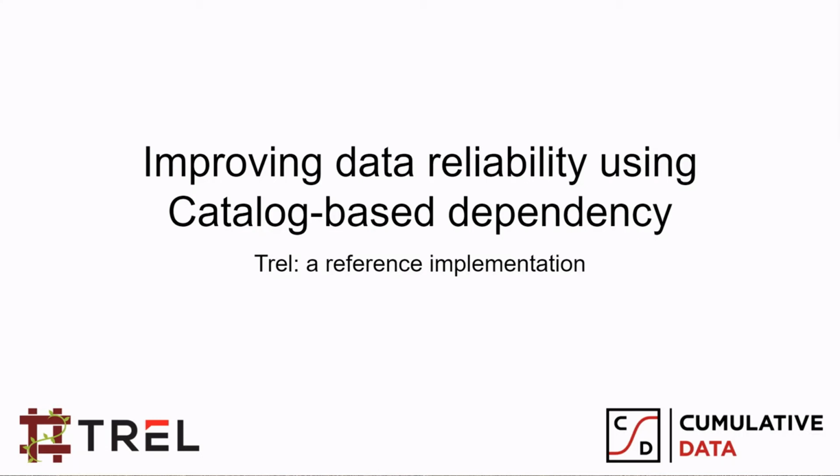In this video, we will take a look at how we can improve data reliability using catalog-based dependency to express the relationship between your data transformation code, and time. For demos, we will use Trell, a data ops and automation platform that supports this approach to job design and automation.